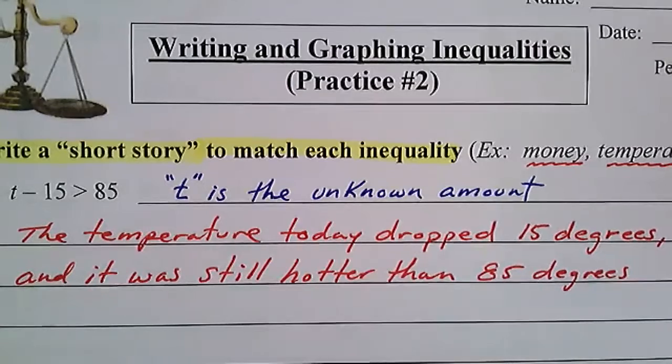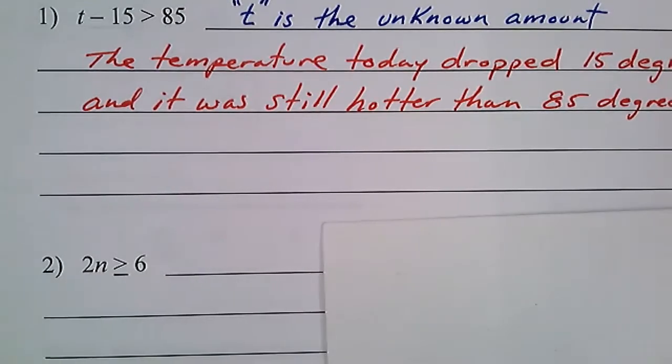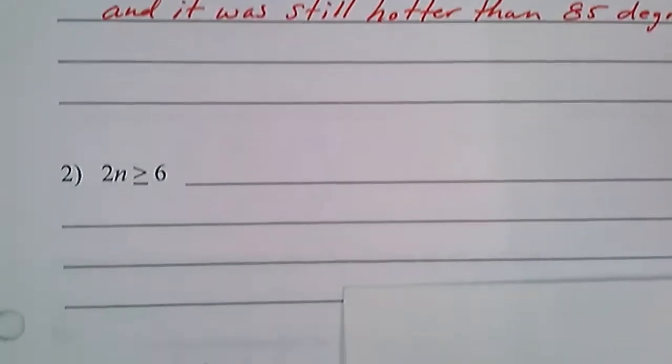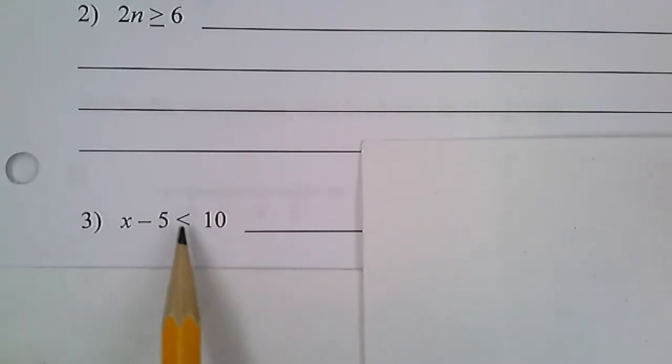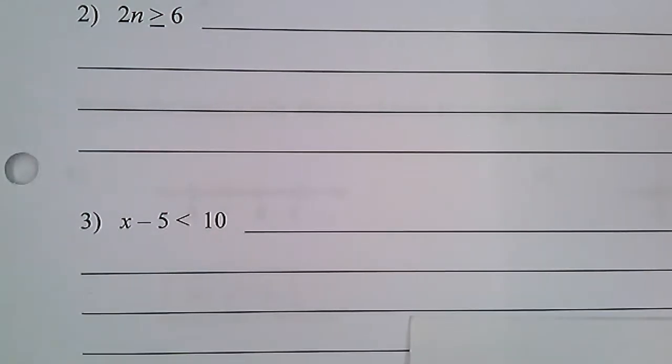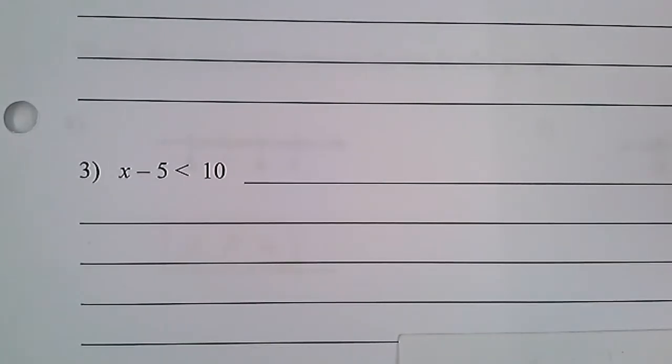Okay, the next one I'm not going to do with you, but you've got the inequality 2n is greater than or equal to 6. So n is our unknown amount. It looks like we're multiplying by 2, or we're doubling it, or we're twice the amount of something. So you have to come up with a story on that. And then number 3, we have a variable, and it looks like we're subtracting 5, and it's going to be less than 10. So you need to come up with a story there. Those are the only 3 where you're writing short stories. You're not solving those, you're just writing short stories.